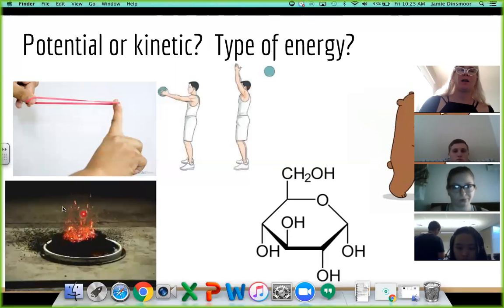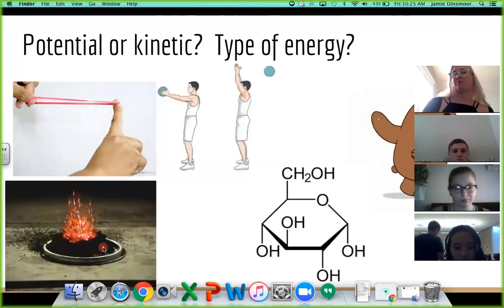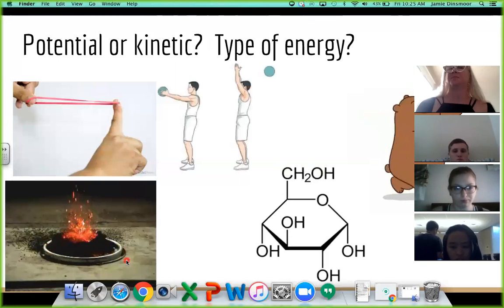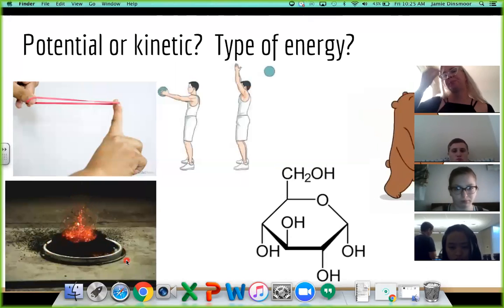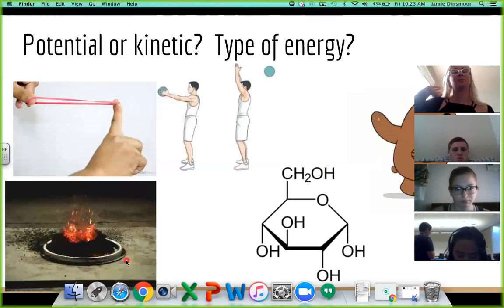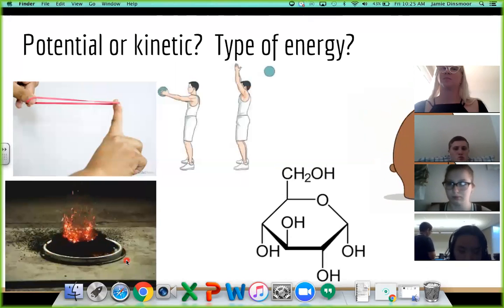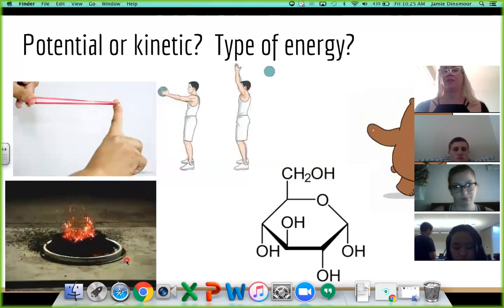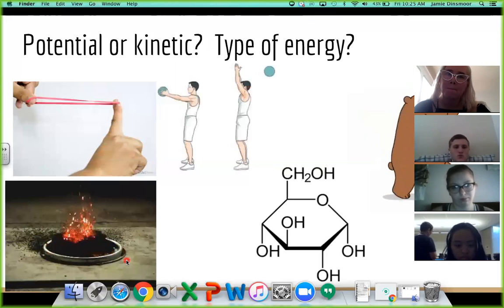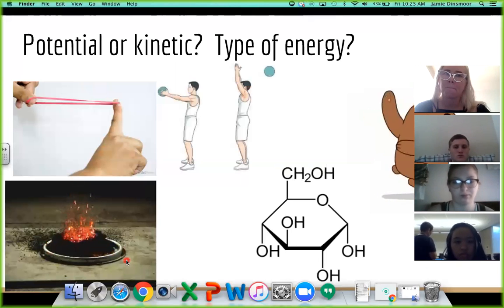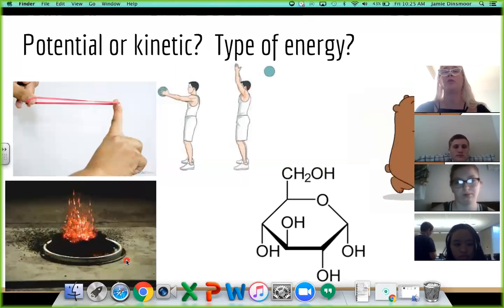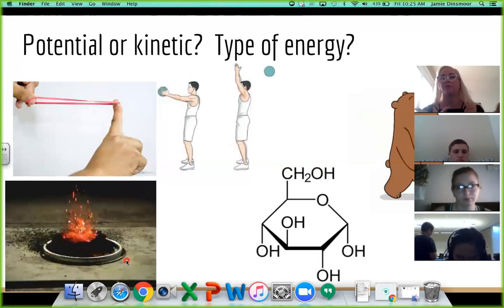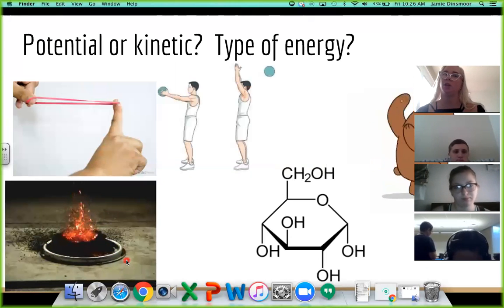What about this picture? Kinetic or potential? Kinetic. And what kind of energy do we think that is? Thermal. Yeah, I would agree, right? It looks like some kind of heat is being released here.